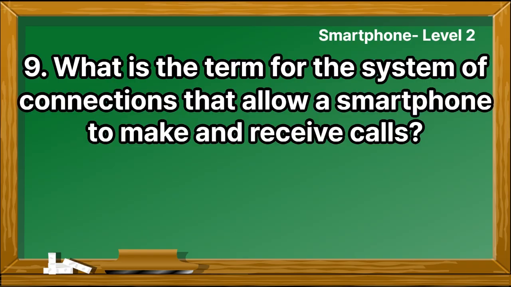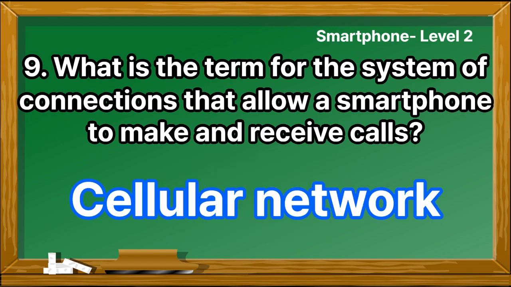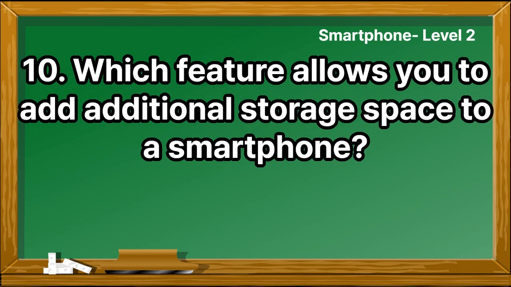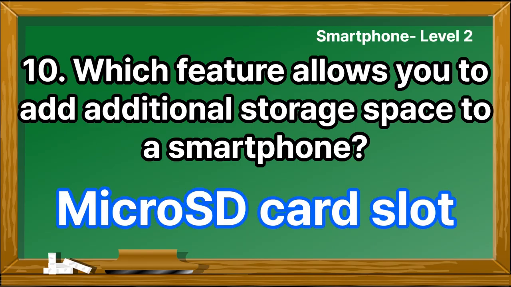What is the term for the system of connections that allow a smartphone to make and receive calls? Cellular network. Which feature allows you to add additional storage space to a smartphone? Micro SD card slot.